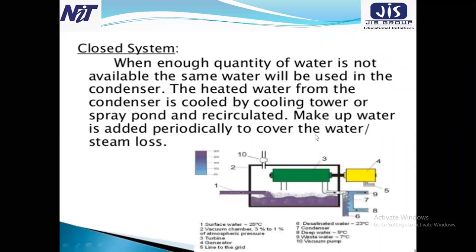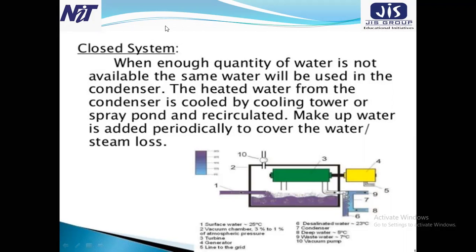Now the closed system. As per the figure, it is divided into 10 parts. So 1, 2, 3, 4, 5, 6, 7, 8, 9, and 10. Number 1 is the surface water, that is 25 degrees centigrade. Number 2, the vacuum chamber, 3% to 1% of atmospheric pressure. Number 3, turbine. Number 4, generator. Number 5, line to the grid. Number 6, desalinated water, 23 degrees centigrade. Then condenser. Number 8, deep water 5 degrees, and wastewater 7 degrees centigrade. Then vacuum pump. So these are the 10 parts.